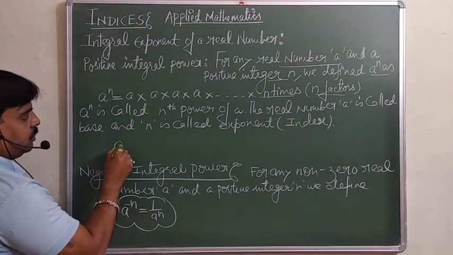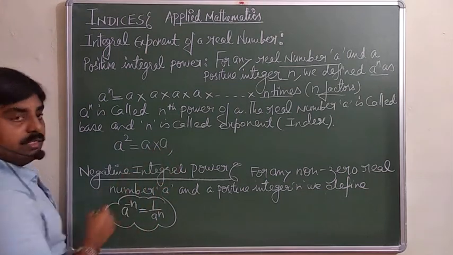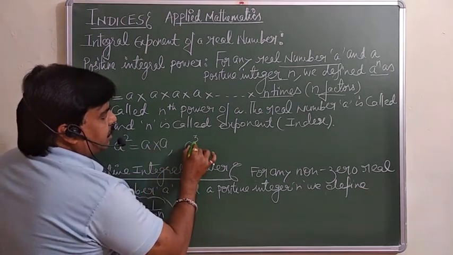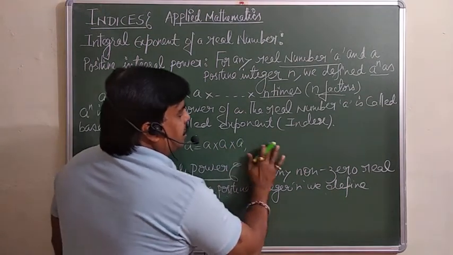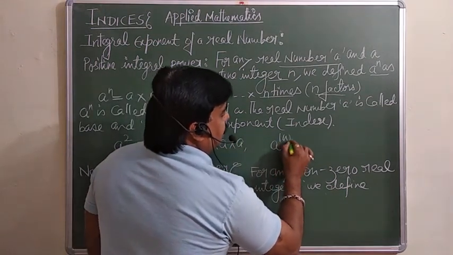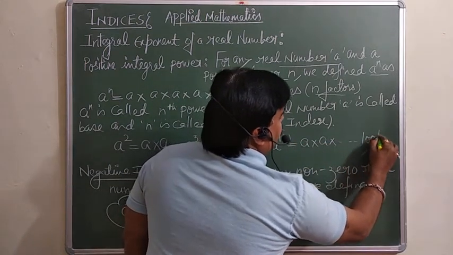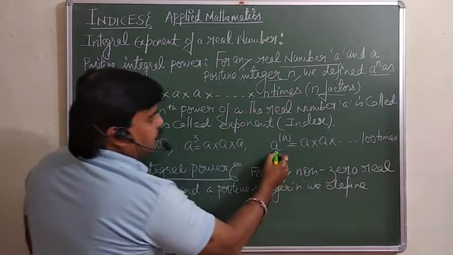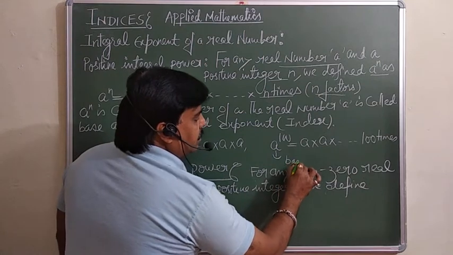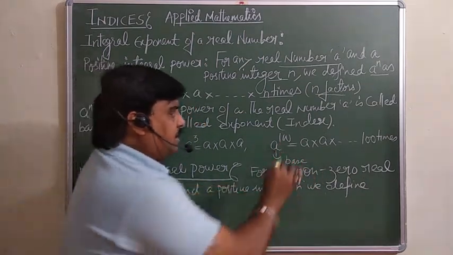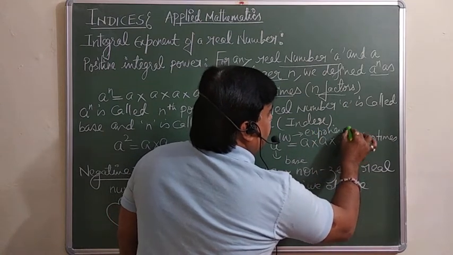For instance, a raised to power 2 means we multiply a 2 times. If it is a raised to power 3, we multiply a into a 3 times. In the same way, a raised to power 100 means we multiply a 100 times. In a raised to power 100, this a is known as the base, and this is your exponent, or you can say the index.